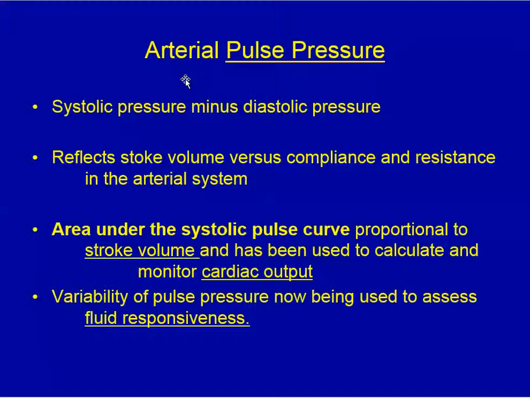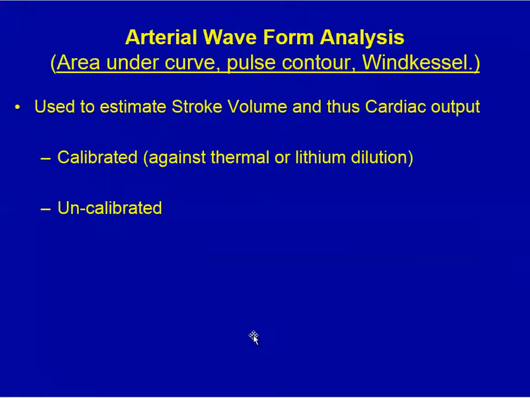Arterial pulse pressure, as you know, is the difference between the systolic pressure and the diastolic pressure, and importantly, it reflects stroke volume. Recently, and we'll briefly mention this now and in more detail in tomorrow's lecture, the area under the systolic pulse curve has been used to measure stroke volume non-invasively, and also the variability of the pulse pressure is being used to assess fluid responsiveness.